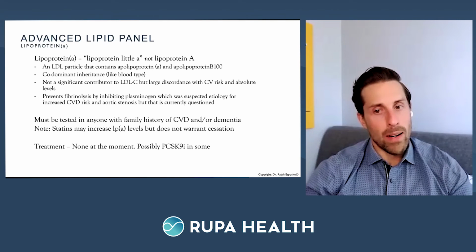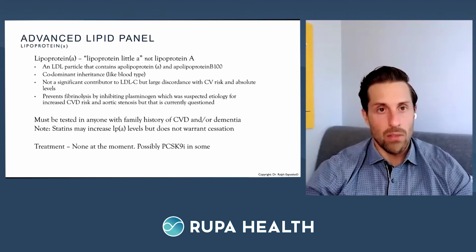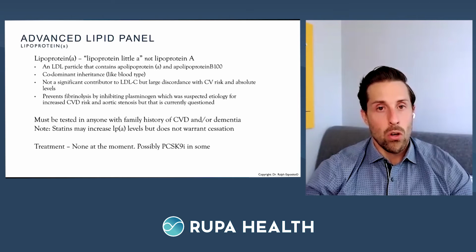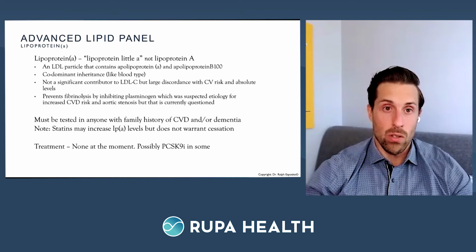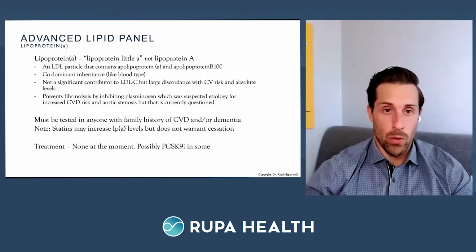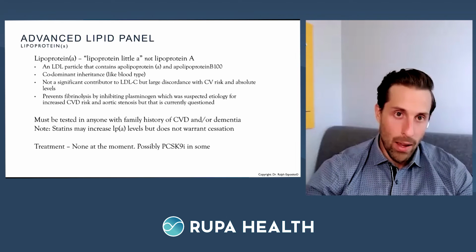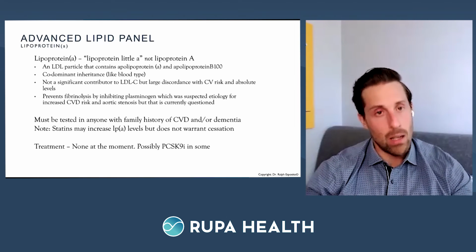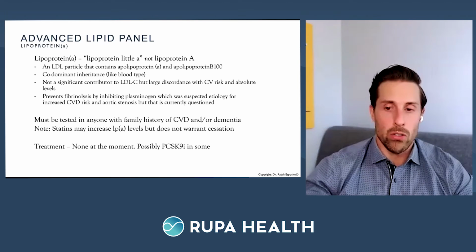I would advise almost everybody get this done once in their lifetime, especially individuals who have a family history of early onset cardiovascular disease. For example, my father had 2 heart attacks at the age of 47, and I tested my Lp(a), and I will test it in my children, and so on. It's a very important marker to assess.